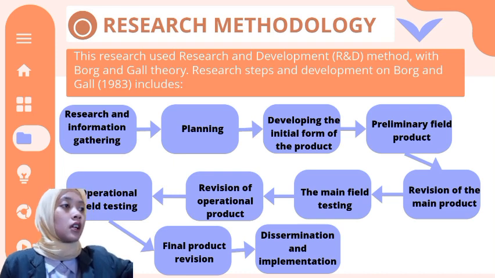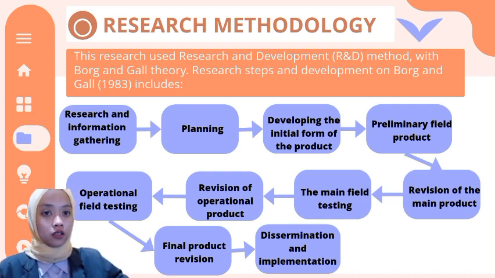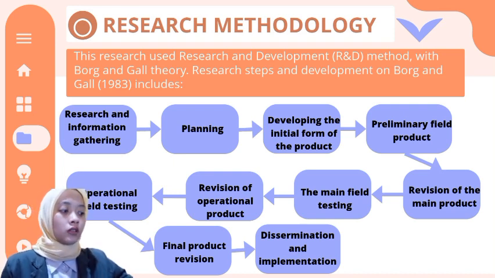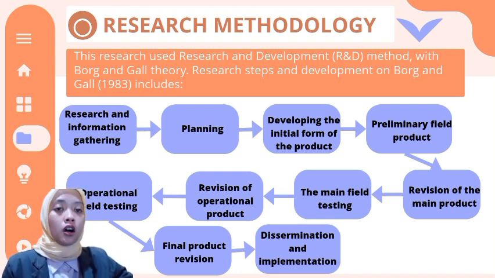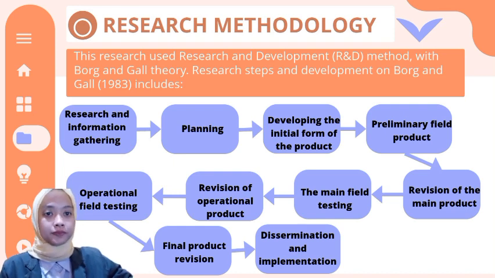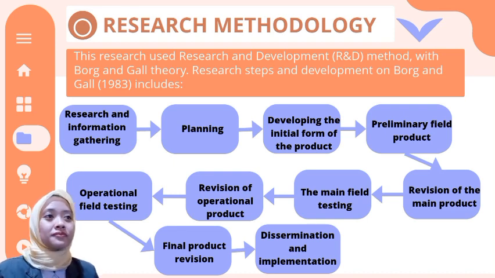And the sixth step is the main field testing, also commonly called the main trial. These steps involve a wider subject. Data was collected quantitatively, especially on the performance before and after the implementation of the product. And the next is revision of the operational product. In these steps, improvements are made to the results of wider trials, so that the product being developed is already an operational model design that is ready for validation.